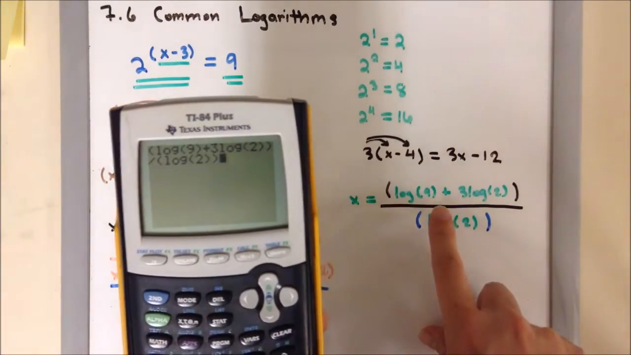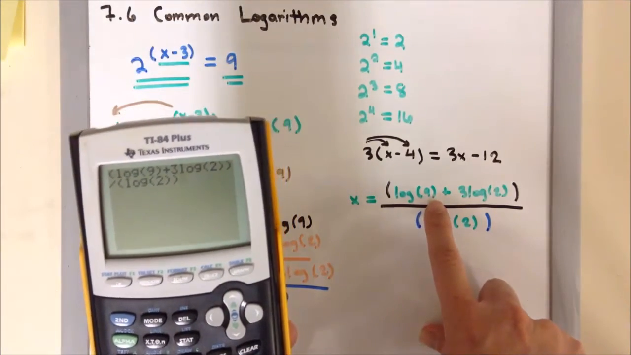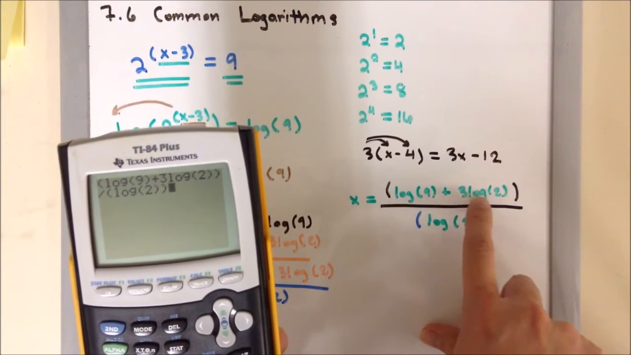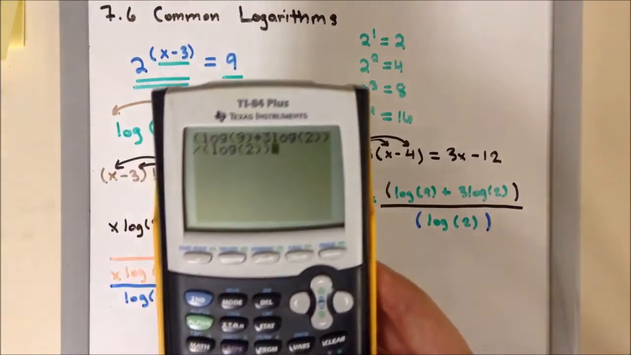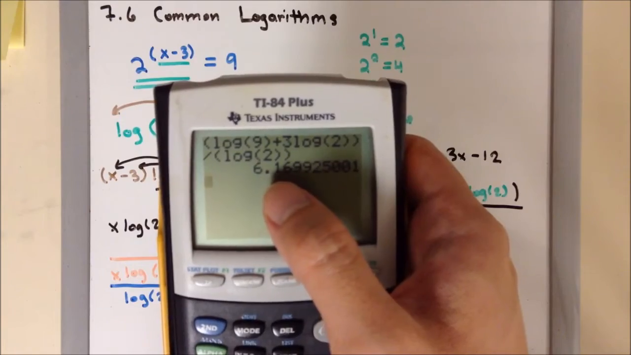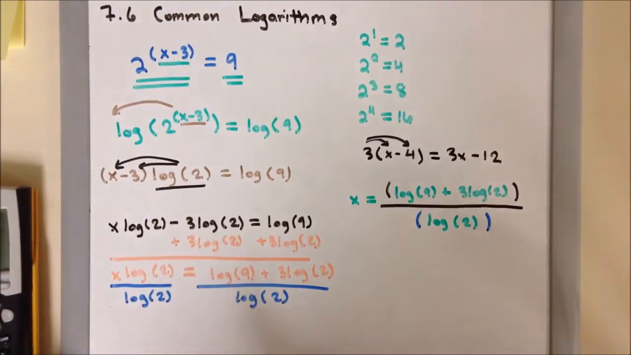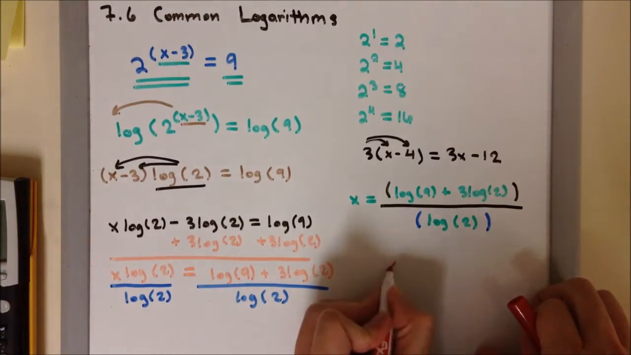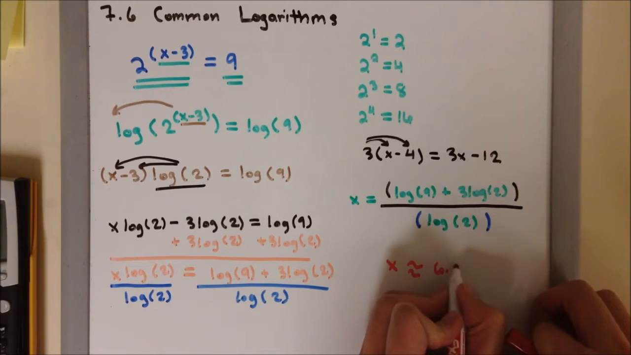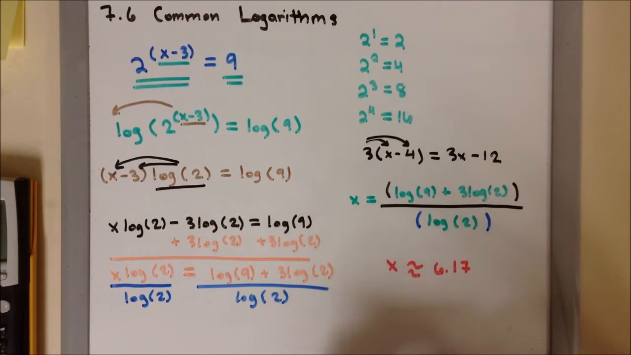So, another reason why parentheses play a big part is that if you forget your parentheses behind the 9, you're basically saying log of 9 plus 3 log of 2. Again, that will give you a wrong answer. If I hit enter, your answer should be 6.169. So x is approximately 6.17 if I round to 2 decimal places.